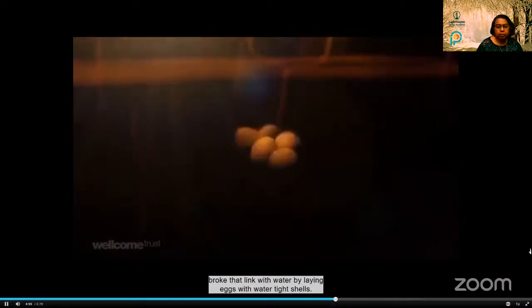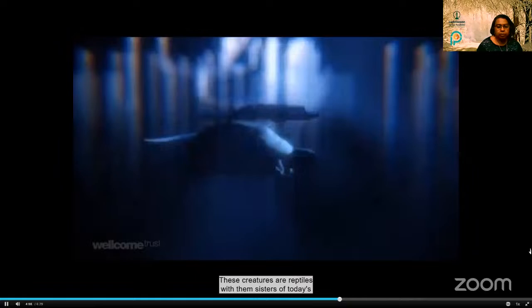Their fleshy fins became weight-supporting legs, and 375 million years ago, a few of these backbone creatures followed the insects onto the land. They were amphibians with wet skins, and they had to return to water to lay their eggs. But some of their descendants evolved dry, scaly skins and broke their link with water by laying eggs with watertight shells. These creatures, the reptiles, were the ancestors of today's tortoises, snakes, lizards, and crocodiles. And of course, they included the group that, back then, came to dominate the land, the dinosaurs.